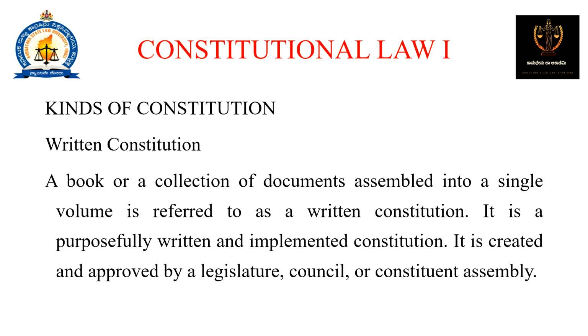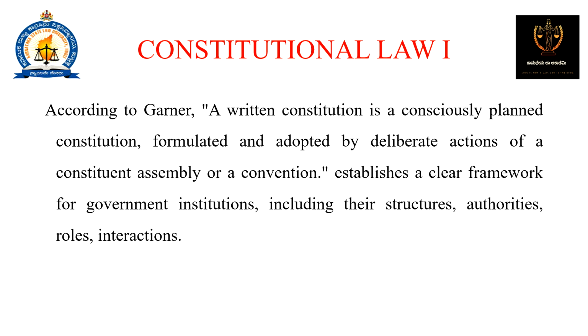We have kinds of constitution. Written constitution. A book or a collection of documents assembled into a single volume is referred to as a written constitution. It is a purposefully written and implemented constitution. It is created and approved by legislature, council or constituent assembly. According to Garner, a written constitution is a consciously planned constitution formulated and adopted by deliberate actions of a constituent assembly or a convention, establishes a clear framework for government institutions including their structures, authorities, roles and interactions.